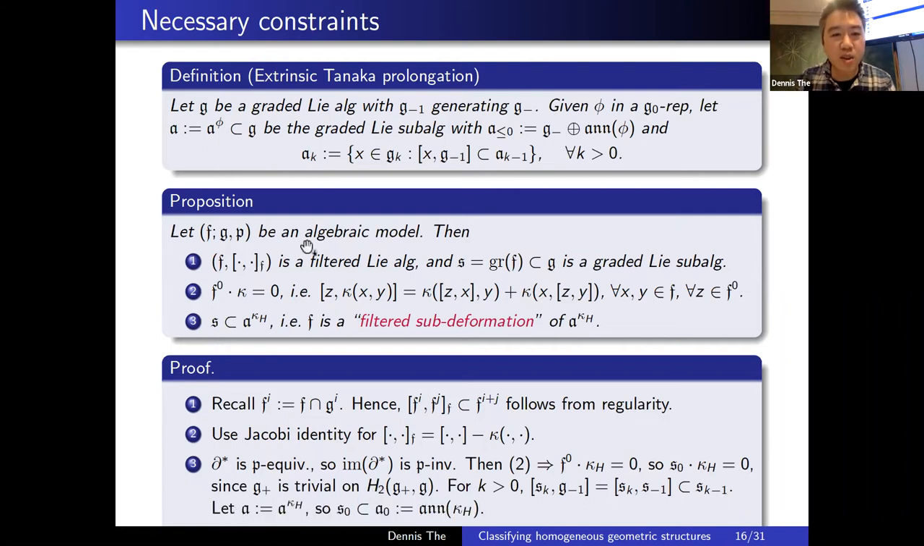Okay, so if we're working with the Tanaka prolongation associated to annihilating the harmonic curvature, what this shows at level zero is that S zero is in the annihilator. And then you just inductively propagate this all the way up. So this is a statement in the algebraic setting. There are certainly generalizations of this, and I'll mention this a little bit later.